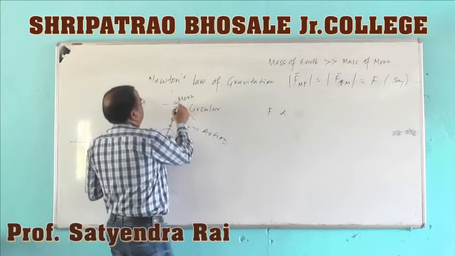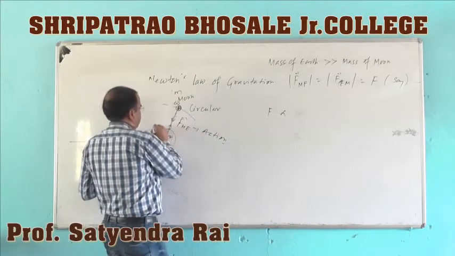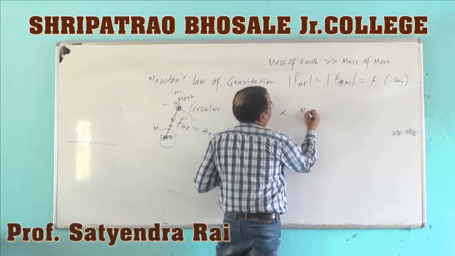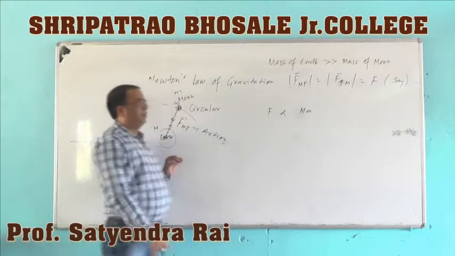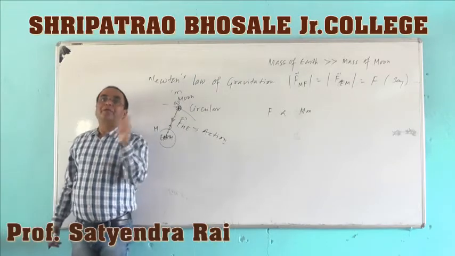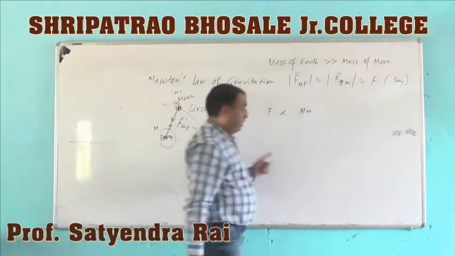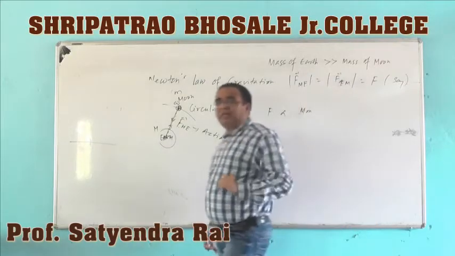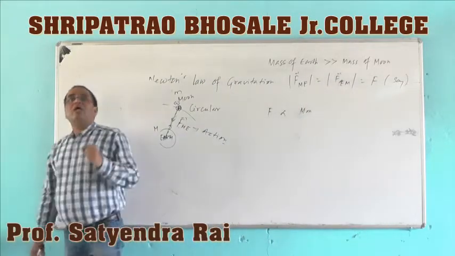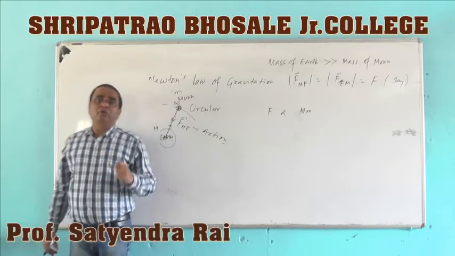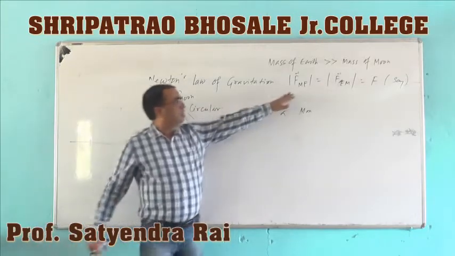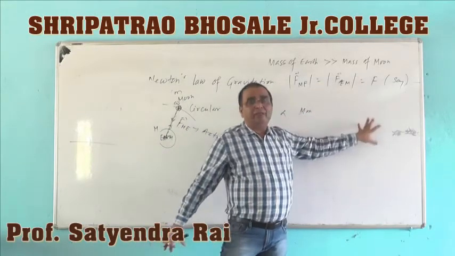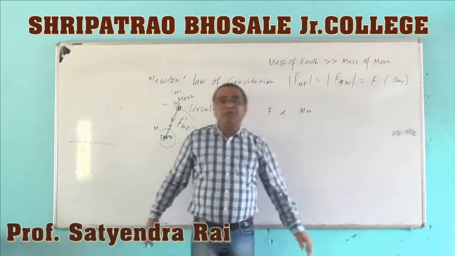You may say the mass of the Moon is small m, and the mass of the Earth is capital M. We may write F equals capital M into small m. F is directly proportional to the product of the masses. Since product is the only mathematical operation that will give you a chance to explain this feature, that even though their masses are different, they will interact with equal forces.